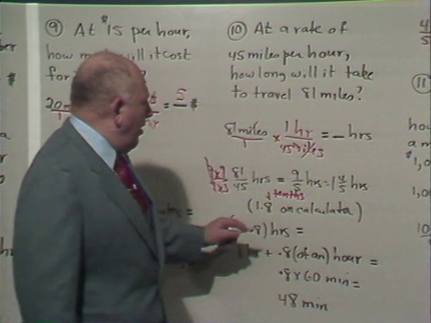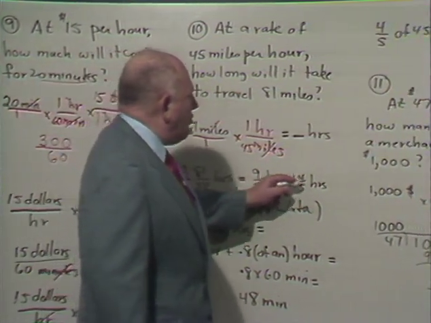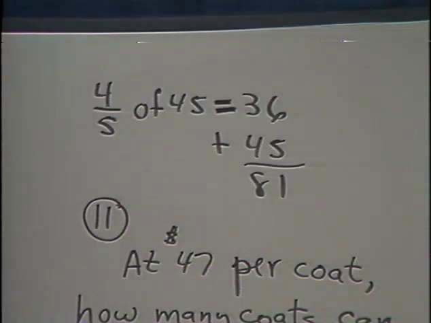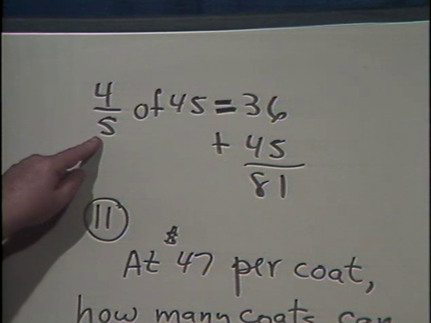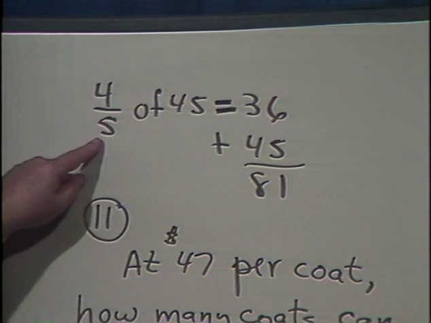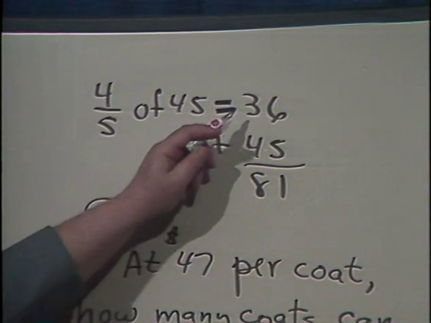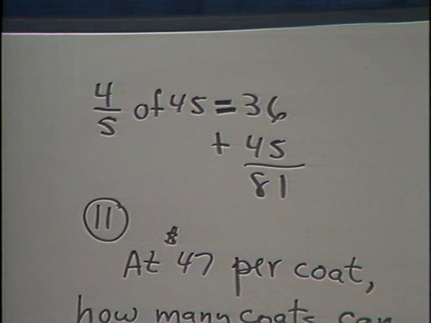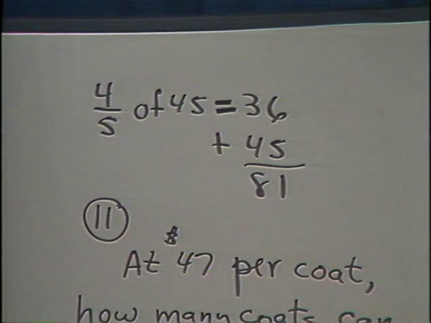And to check this the long way, in 1 hour you went 45 miles. How far would you go in 4/5 of an hour? Every hour you're going 45 miles, so in 4/5 of an hour, you're going to go 4/5 of 45. 45 divided by 5 is 9. 9 times 4 is 36. So you go 36 miles in 4/5 of an hour. Then you went 45 miles in a whole hour. So in the hour and 4/5, there's your 81 miles.